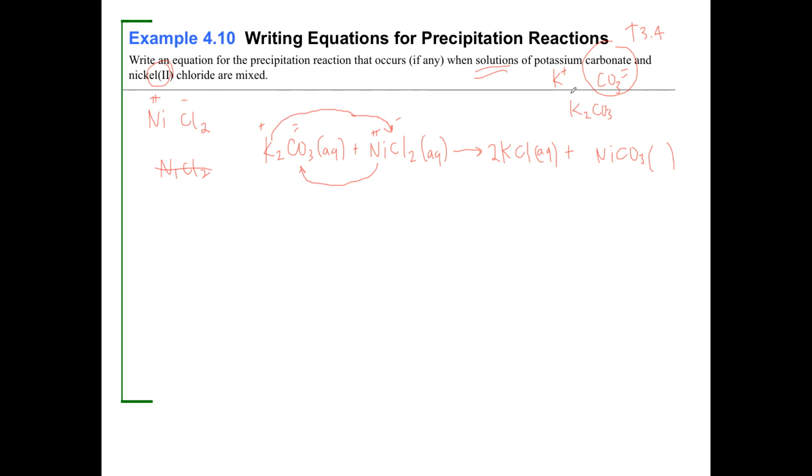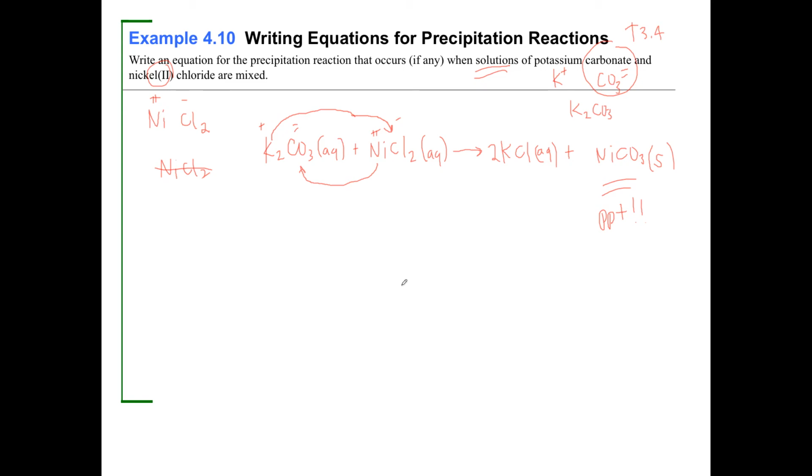If you look in TRO, it's on page 147, and you see in the very bottom row, carbonates are generally insoluble, except when they're paired with lithium, sodium, potassium, or ammonium. Look at the top row, they say those are always soluble. So carbonate, when it's with nickel, is definitely going to be insoluble. So this is going to be a solid. Aha, here's our precipitate.